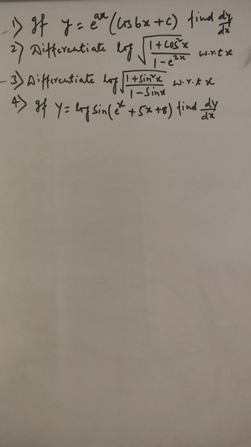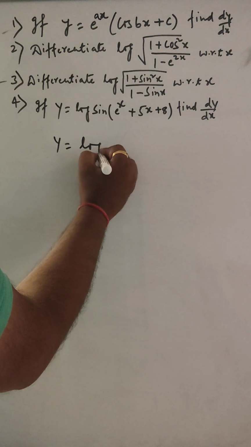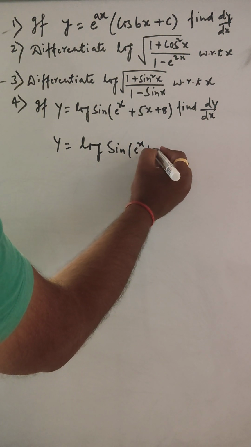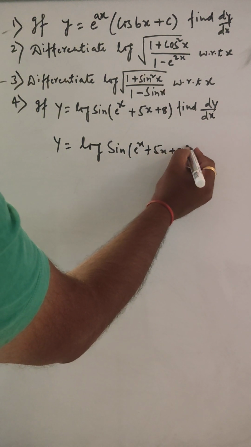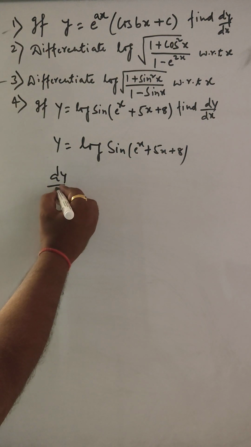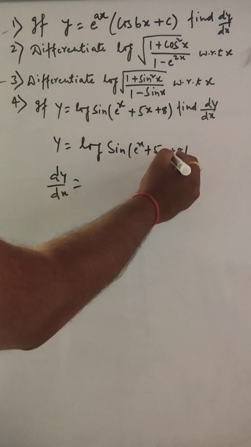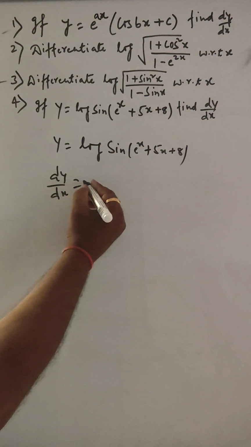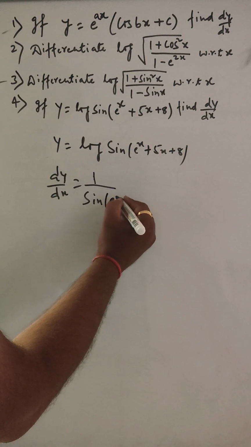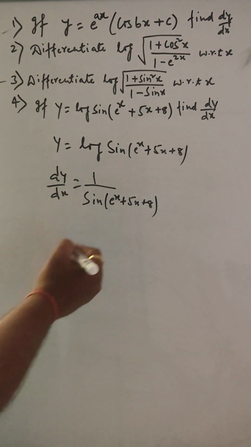So what is the last problem? We have y is equal to log sin(e^x + 5x + 8). It is easy. Okay, so now we have to do the differentiation dy by dx. Then first, whatever is there inside the log, it will come as 1 by it, correct? So 1 by sin(e^x + 5x + 8), correct?